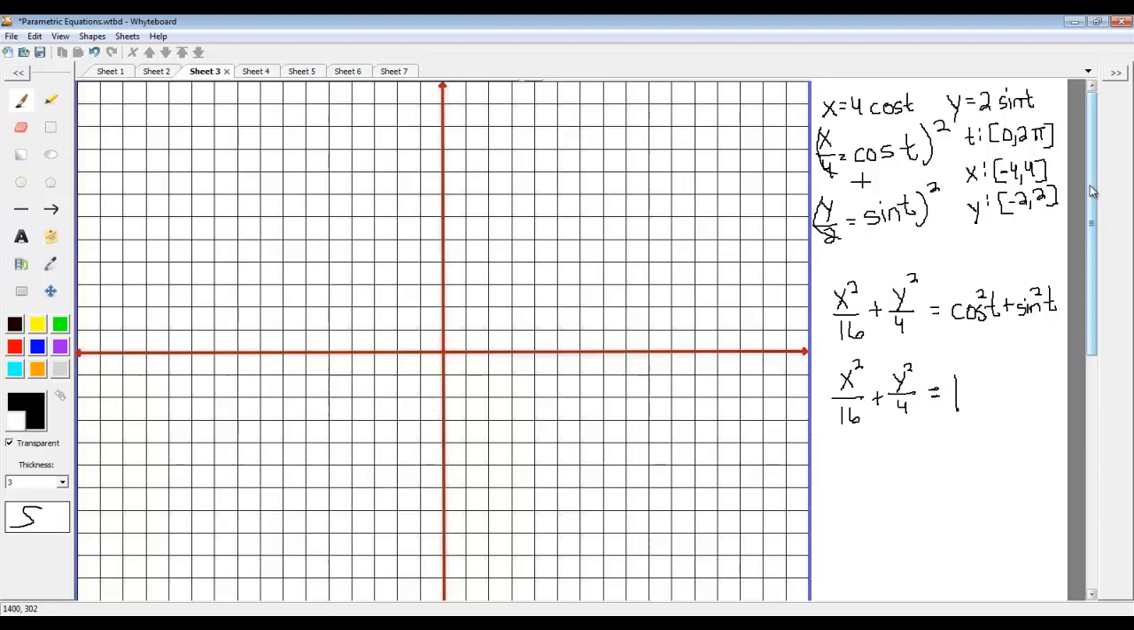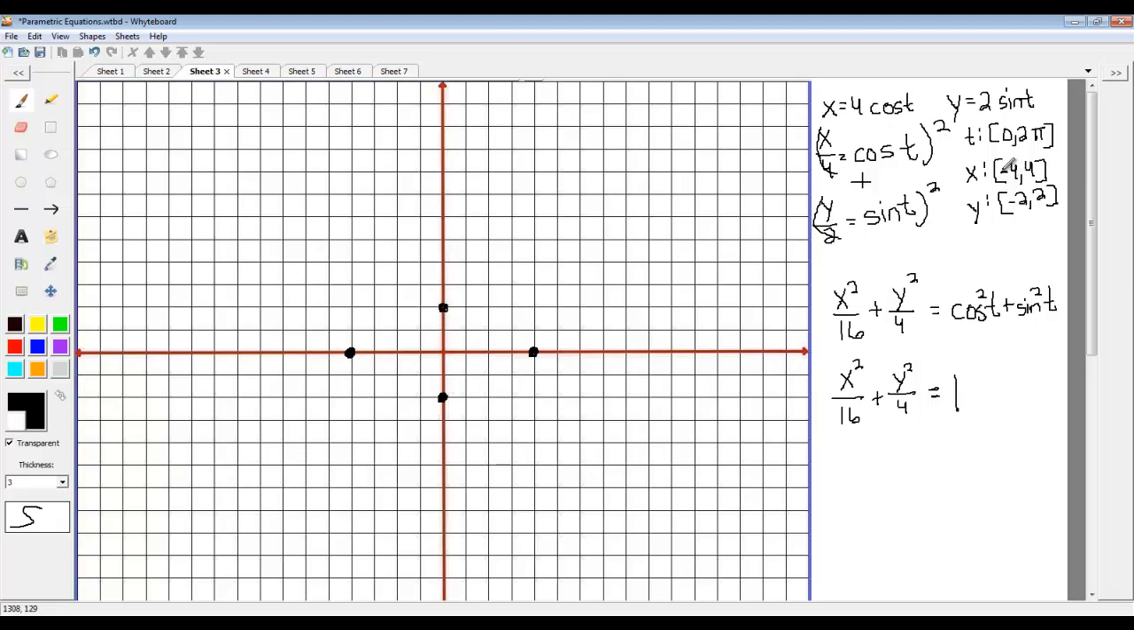And now the equation is in rectangular form. Okay. Now to get the graph, I could do a big table of values and see what happens. Like if I plug in -4 for x, I'm going to get that y is 0. If I plug in +4 for x, I'm also going to get that y is 0. If I plug in -2 for y, I'm going to get that x is 0. And if I plug in +2 for y, I'm going to get that x is 0.